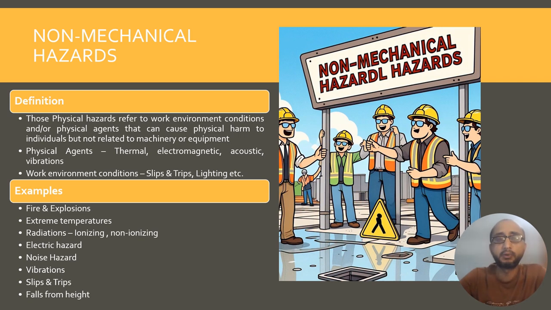Then slips and trips, workplace conditions. If we slip or trip, we can get injured. Then falls from height can lead to broken bones or even death. So these are some types of non-mechanical hazards.